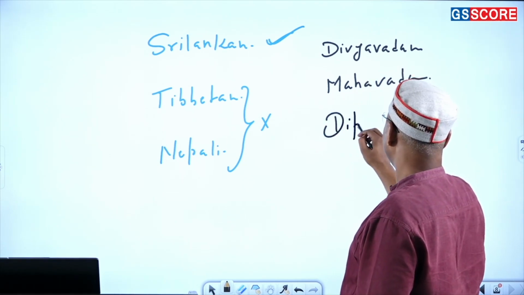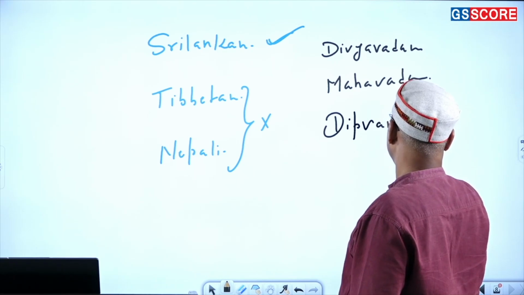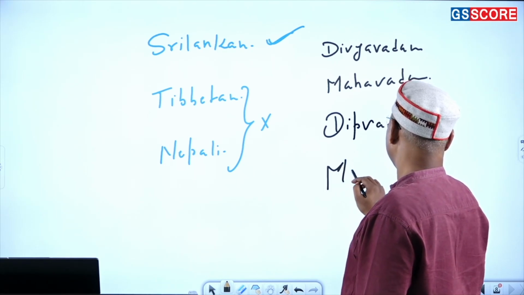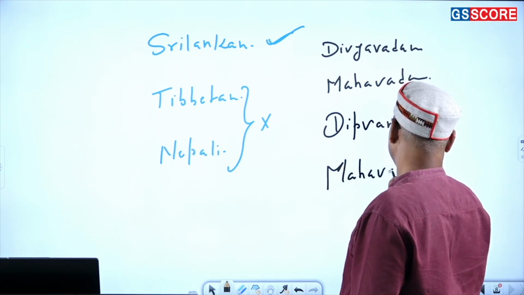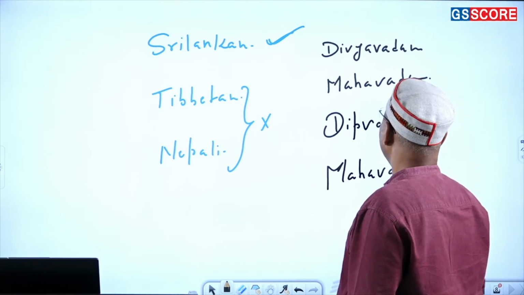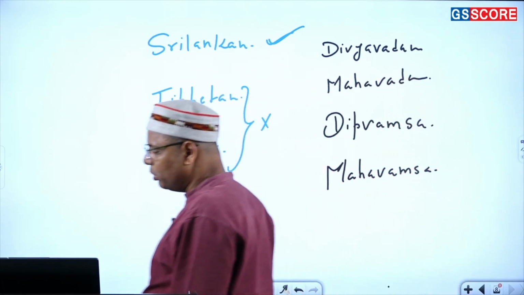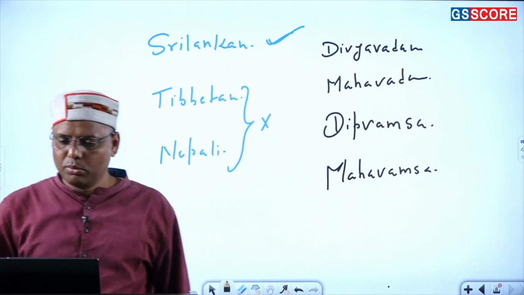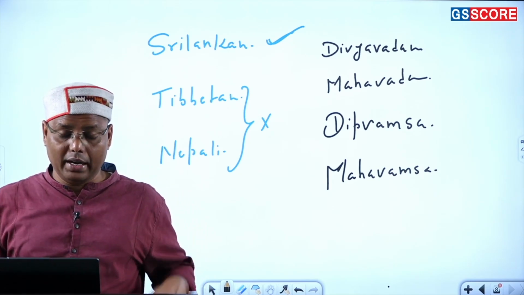Deepavamsa, Mahavamsa. So these are those Buddhist texts which are mostly found in or compiled in Sri Lanka.